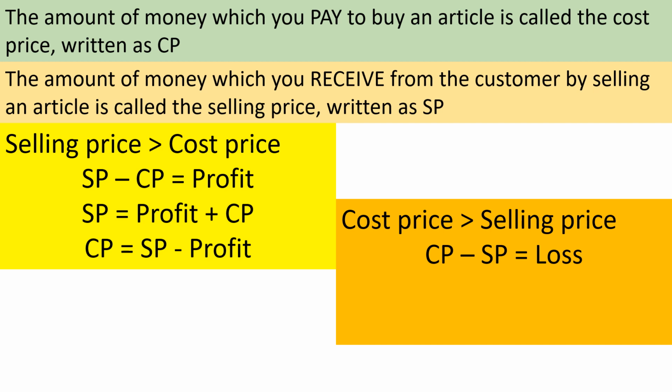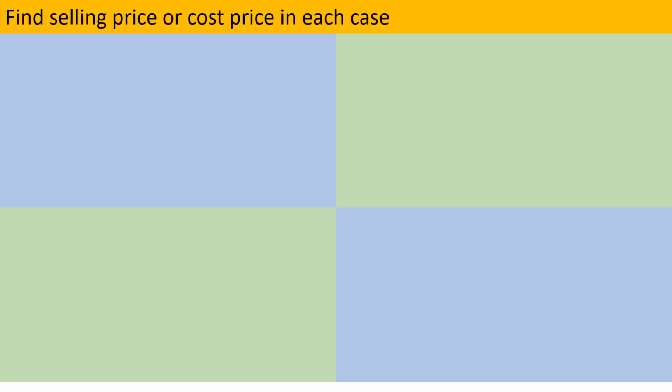Now if you want to know the selling price when loss is given to you, and the cost price, here are the formulas. Selling price equals cost price minus loss, because you know that selling price is less than cost price. That's why just subtract the loss from the cost price and you will get the selling price. And to find the cost price in case of loss, just add the loss and selling price and you will get the cost price.